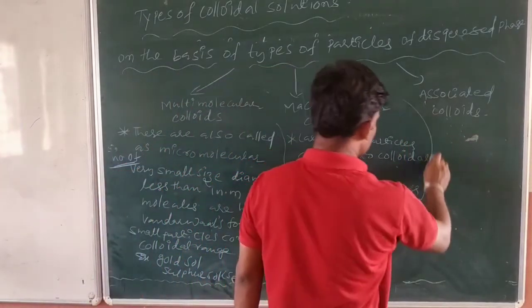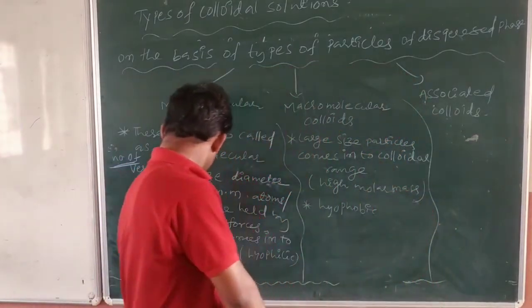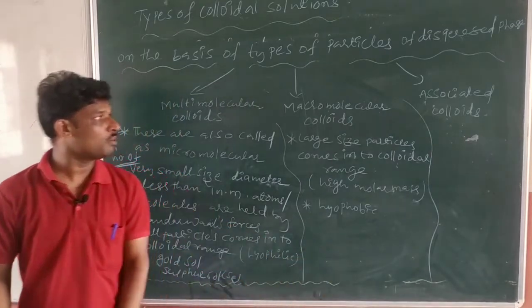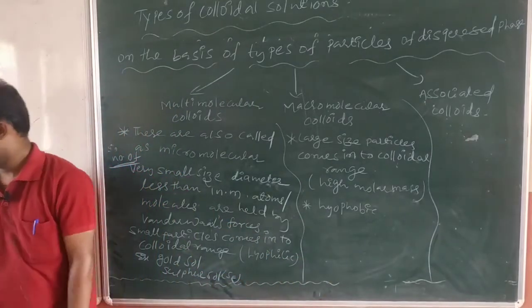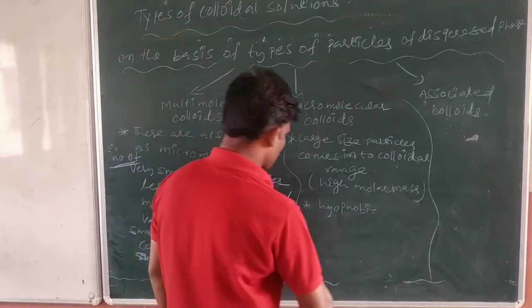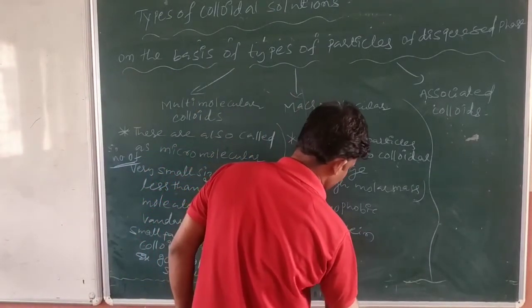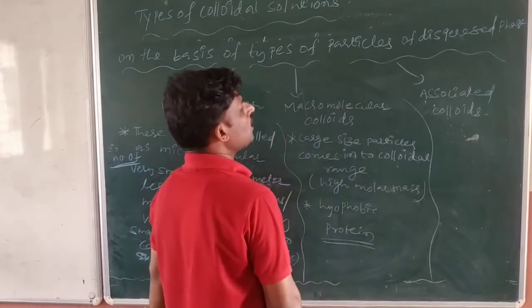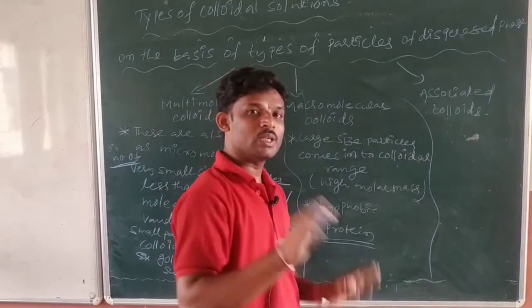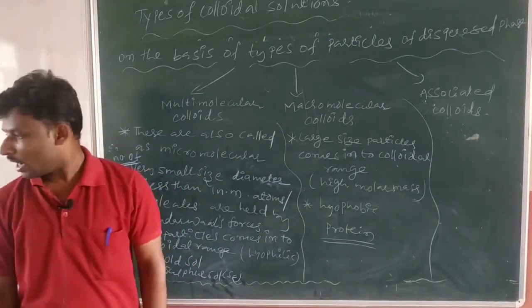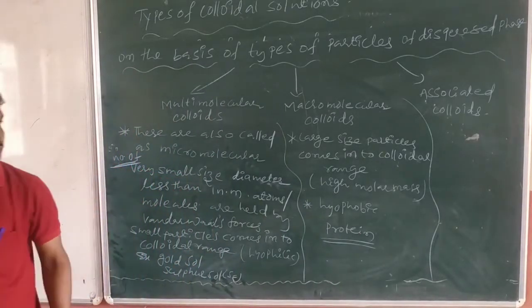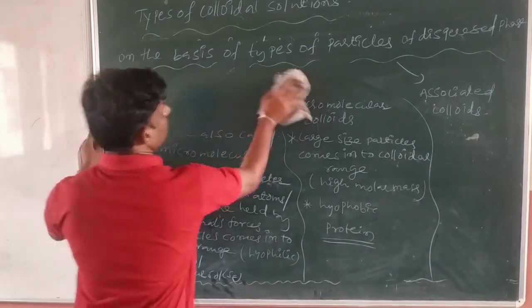Now we'll talk about the associated colloids. What is an example of macromolecular colloids? One example is starch, protein. Protein solution is one of the examples. So what are associated colloids? Simple thing I will tell you. Associated colloids are nothing but, see, we'll write the things.